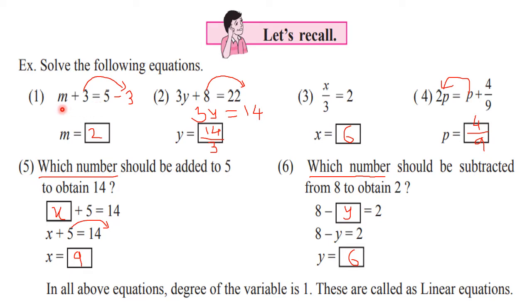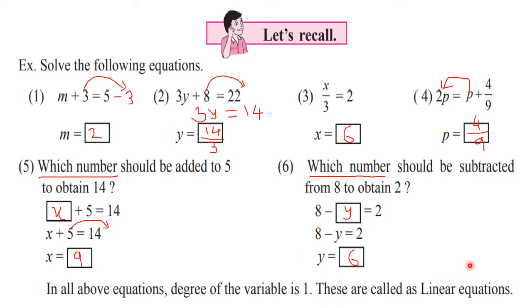What we can observe here is that we saw various variables, like here we have m, here y, then here x, then here p, again here x, here y. What we observe is that the degree of all these equations is 1. The highest index present here is 1. So such equations are called linear equations.